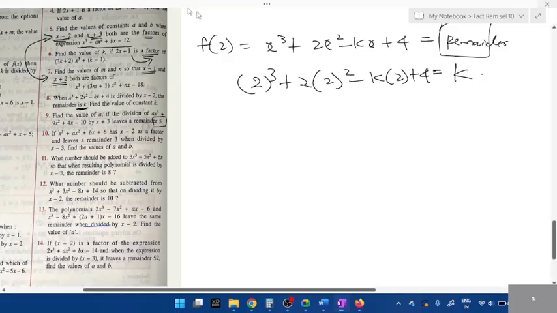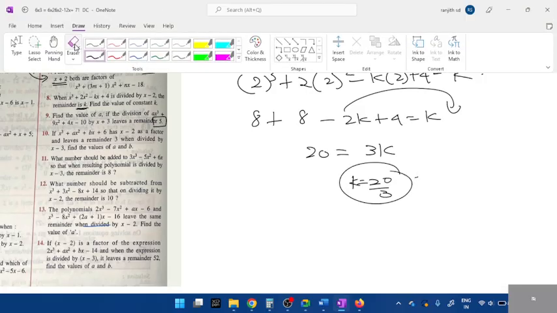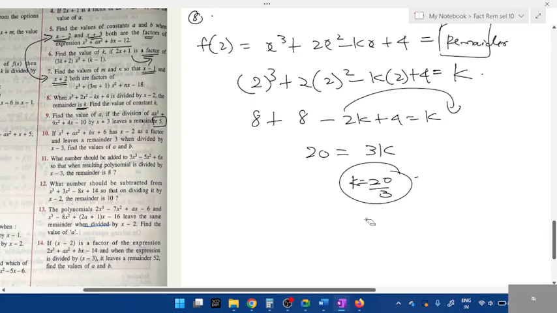This was the 8th question. All of you completed the 9th. 8 plus 2 squared is 4, 2s are 8, minus 2k plus 4 is equal to 8. 8 plus 8, 16 plus 4, 20 is equal to 3k. Is it 20 by 3 for the first one? I mean, for the 8th one it is 20 by 3. Just check once. Okay, next, the 9th one.